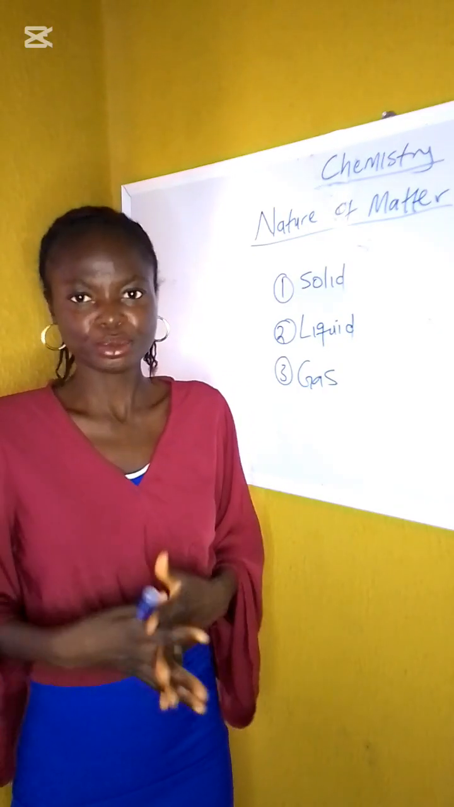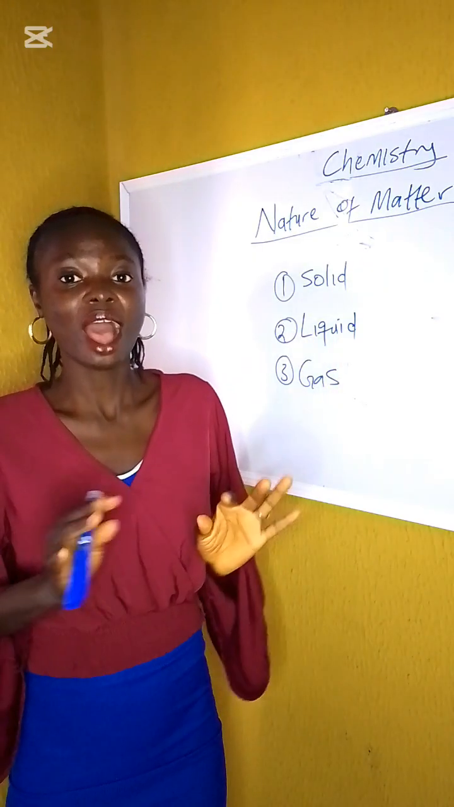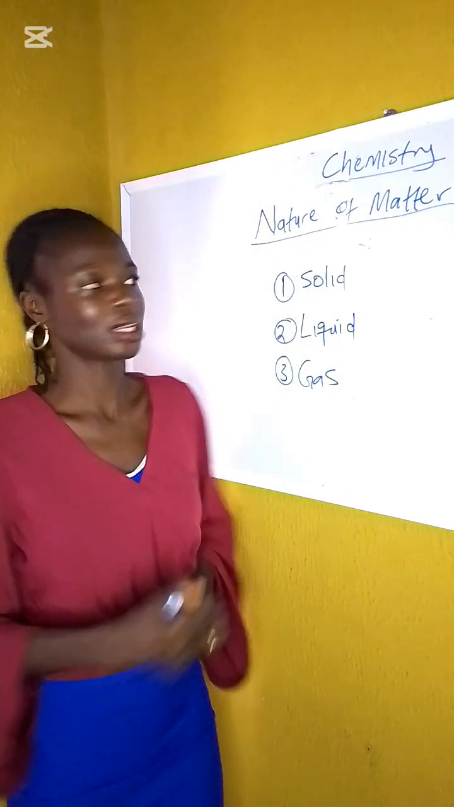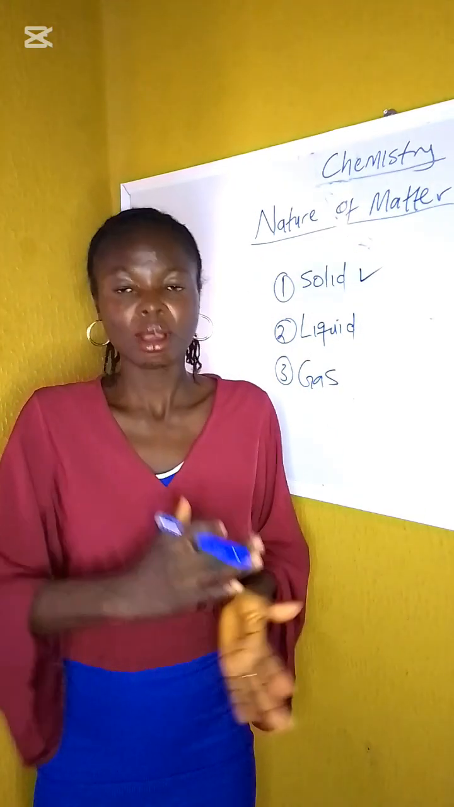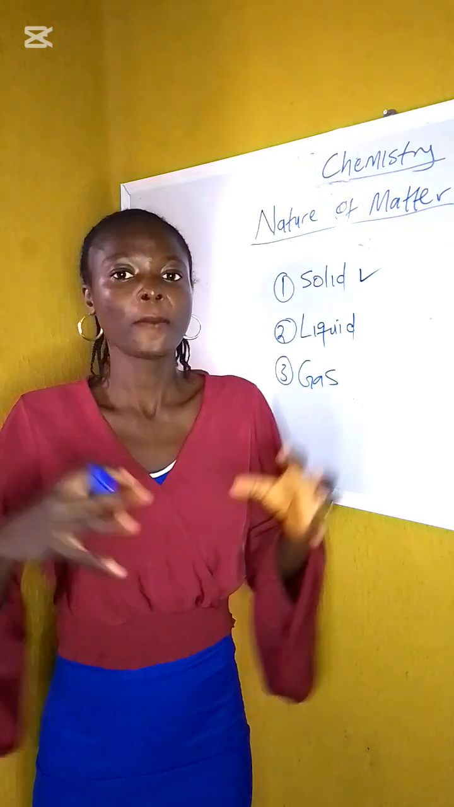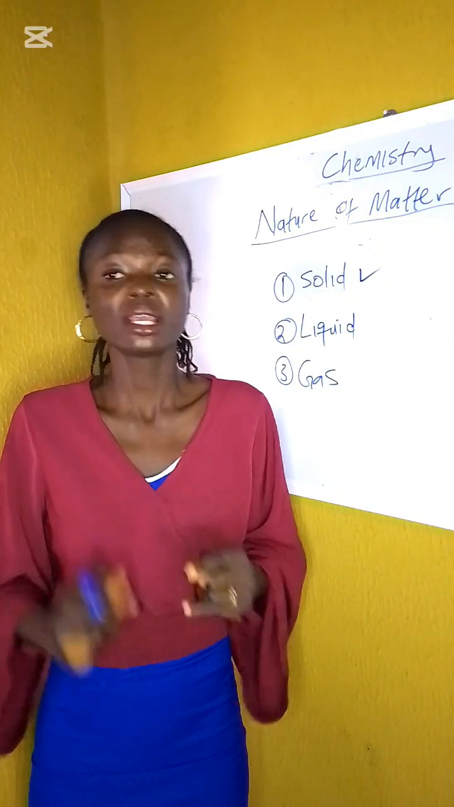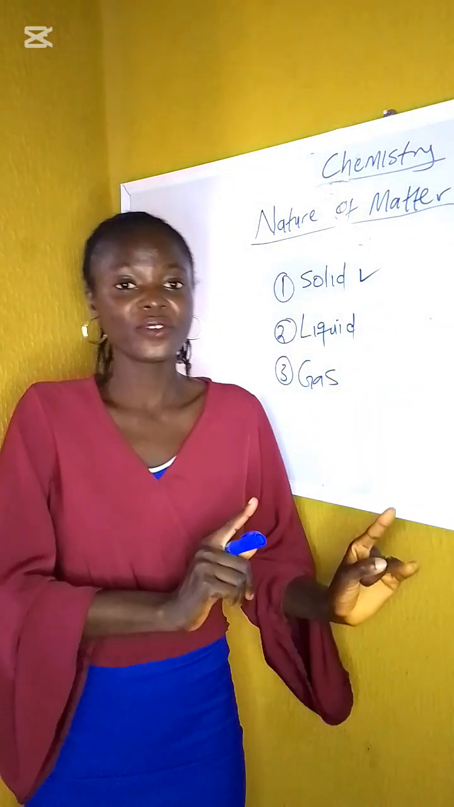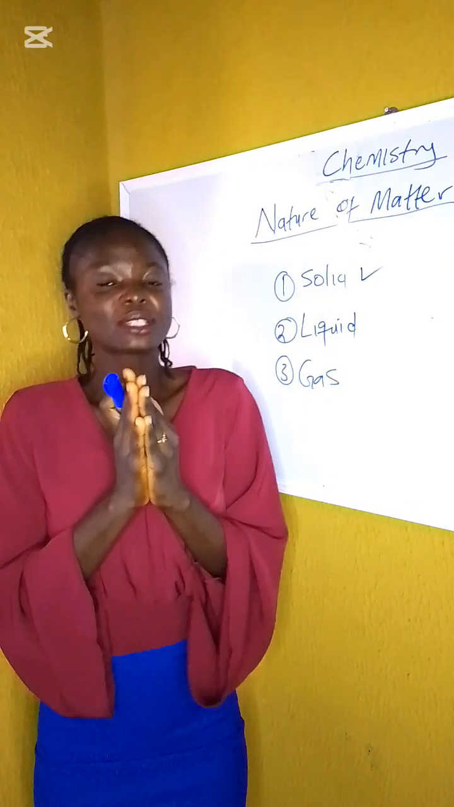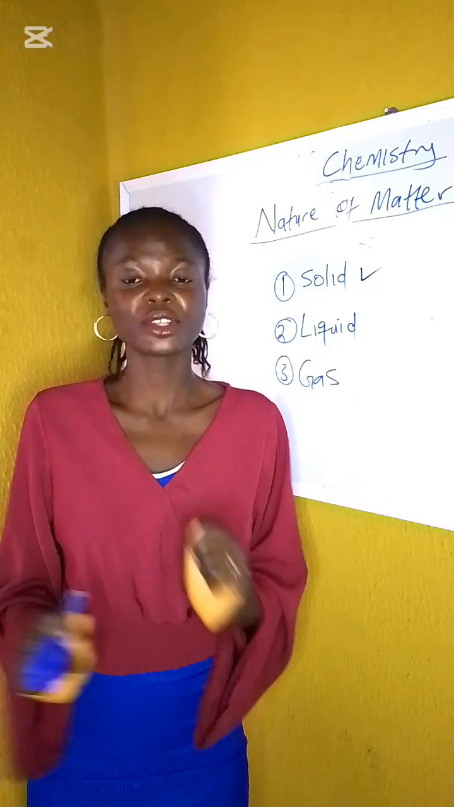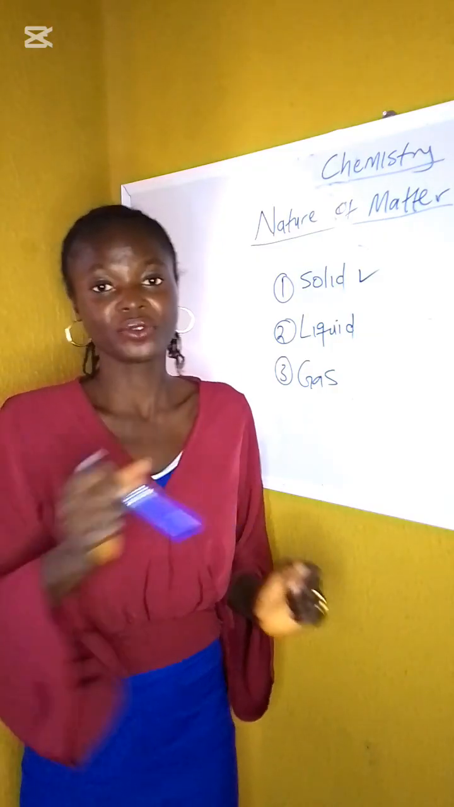Before we move to the next subtopic, we are going to talk about the properties of these states of matter. Each of these states has its own properties. Let's start with solids. The particles of solids are tightly packed together. Number two, the particles vibrate to and fro about a fixed position. Because the particles are closely packed together, they don't have the freedom to move here and there, so their movement is just around a fixed position.